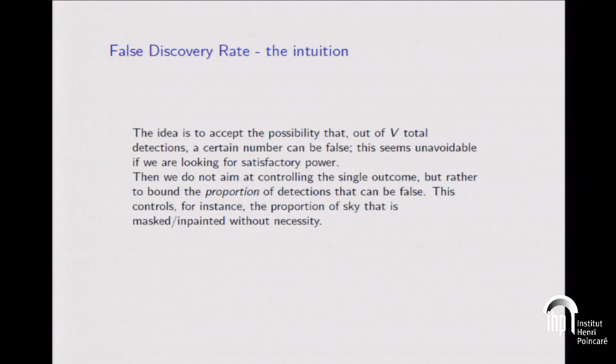So the point is, I have 1,000 tests to run. What I'm going to accept is the fact that if I claim 200 detections, no more than 10% of them are wrong. Okay? So I do not control the result on the single test, but I control the proportion of errors that I make.